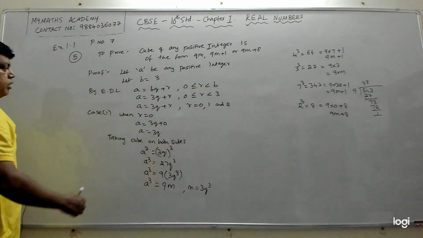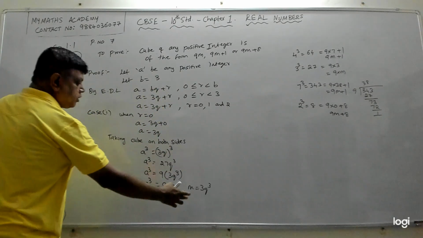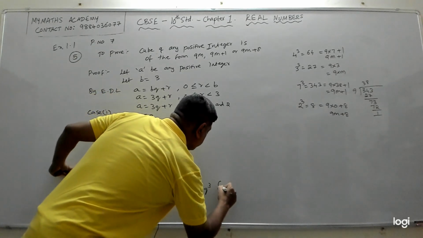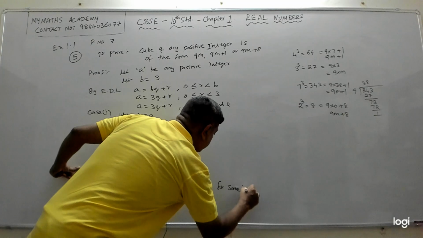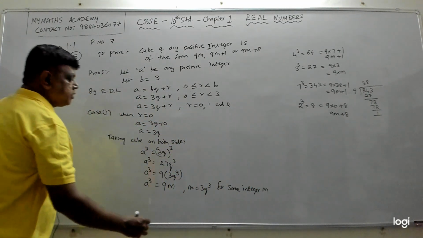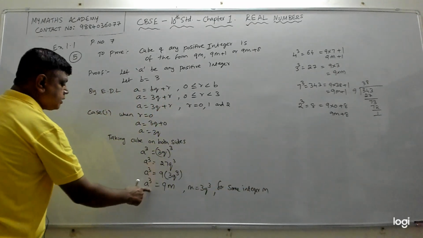Right? So here r and q are integers, so m is also an integer because q is an integer. So we'll say for some integer m, for some integer m. Now a is in this form.